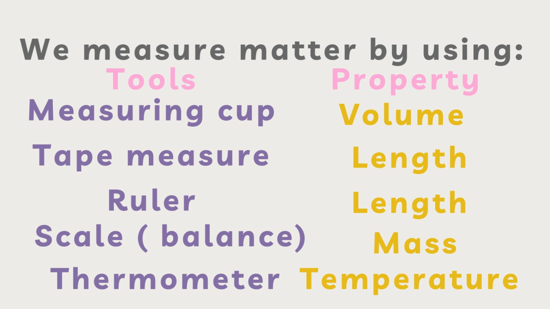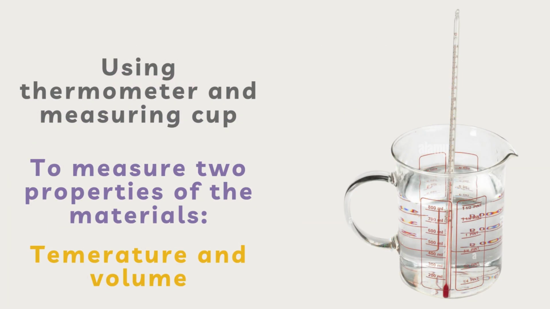Also, we have a thermometer, and this is for measuring temperature. Temperature is one of the properties that we can measure using the tool, the thermometer. If we have a material or matter, we can use a thermometer and a measuring cup to measure two properties of this material, the volume by the measuring cup, and by putting in the thermometer, we can measure the temperature of this matter.